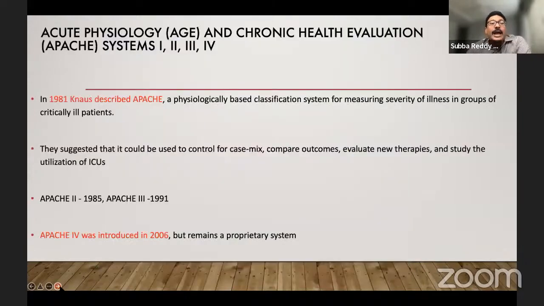So you need to have the specificity and sensitivity of all the scoring systems. A commonly followed scoring system is the Apache score. We have Apache 1, 2, 3, 4. First it was designed by Knaus in 1981, based on the physiology, the age, and the comorbid conditions.